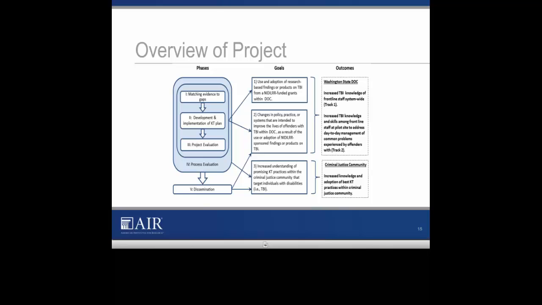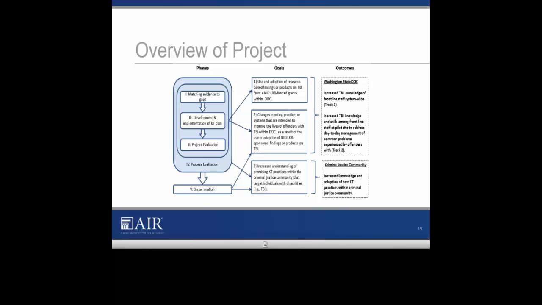We're also in this first year going to work with the DOC to develop and implement a KT plan, a knowledge translation plan, and out of that will come activities that will begin this year and will continue through the 5 years of the project, and I'll talk a little bit more about those later.